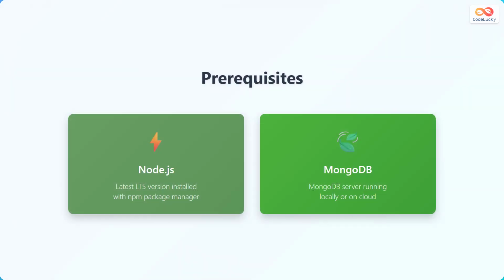Before we begin, there are a couple of things you will need to have installed and ready to go. First, ensure you have the latest long-term support, or LTS version of Node.js installed, which includes the NPM, or Node Package Manager. This is essential for managing our project dependencies. Secondly, you will need a MongoDB server running. This can be either locally on your machine or hosted on a cloud service, whichever suits your development needs.